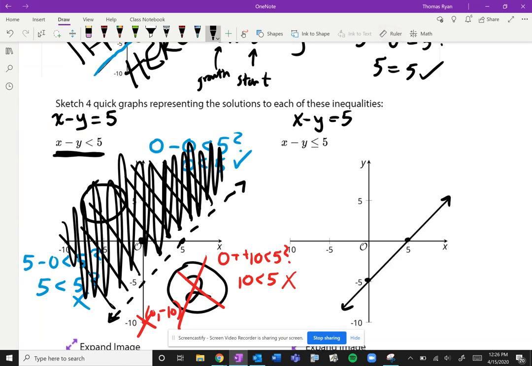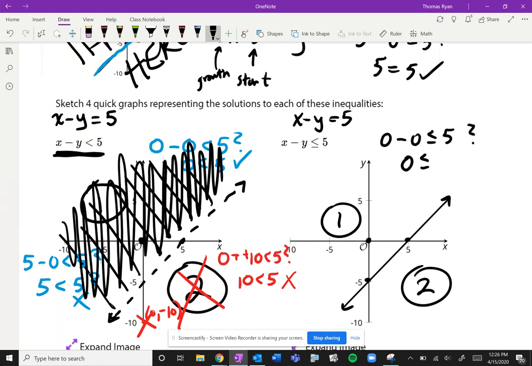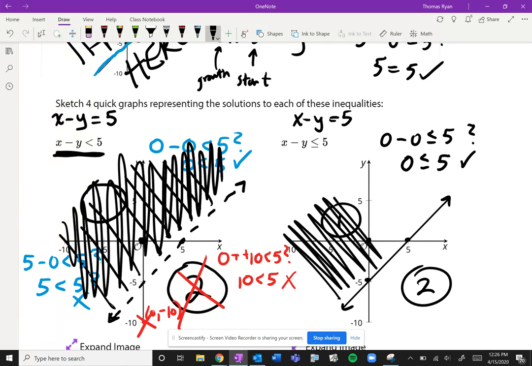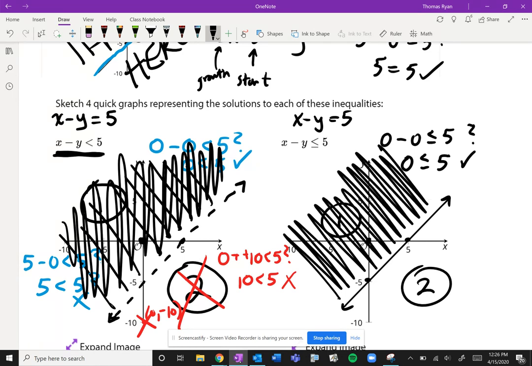Now, once again, think about area 1, area 2. Test the point 0, 0. It's super duper easy. 0 minus 0, is that less than or equal to 5? 0 is less than or equal to 5. You betcha. This is a solution. Therefore, area 1 gets the solution, gets the shading. Boo, area 2. Area 2's got nothing done there.